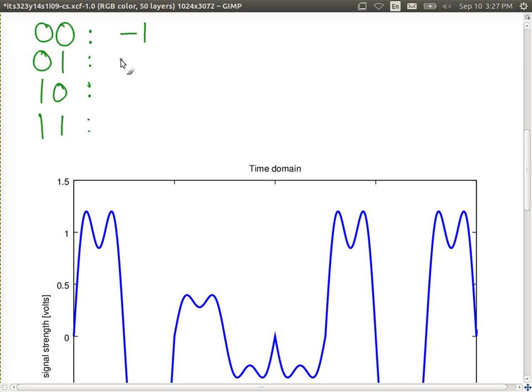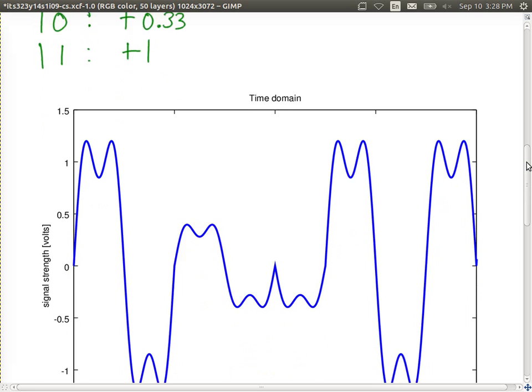If it's 01, -0.33. 10, plus 0.33. 11, plus 1. That's the scheme that the transmitter uses. We've got a sequence of bits to send. If the first two bits are 00, then it will send a signal with an amplitude of like this one. It goes up to +1. But if the next two bits are 10, then the amplitude will be +0.33.